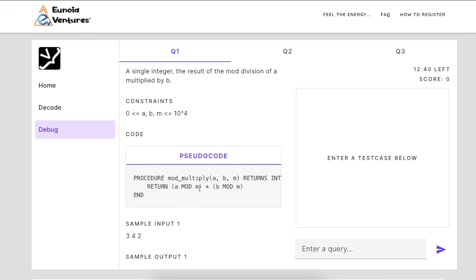So the first number mod 4 is 2. If a is 2, 2 mod 4 is 2, because 2 divided by 4 is simply a remainder of 2. Now let's go to b mod m. You could also do 2 divided by 4, or you could do 6 divided by 4, but 6 divided by 4 is also a remainder of 2. It's 1 with a remainder of 2. So if a is 2 and b is 6, you would get 2 times 2, which is 4.